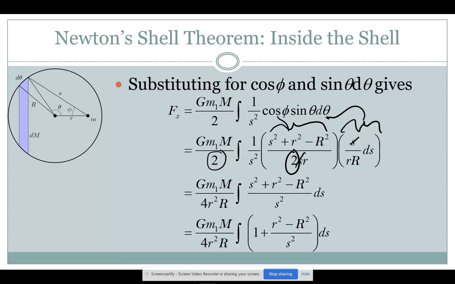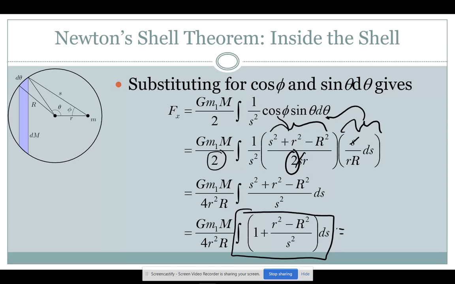And this is just like the stuff you're doing right now in calculus. That by itself looks kind of hard to integrate. But if you simply divide the s squared into each term, then it becomes something that's a simple power law integral. So let's do this integral now. I have G M1 m over 4 r squared R times the integral of this.